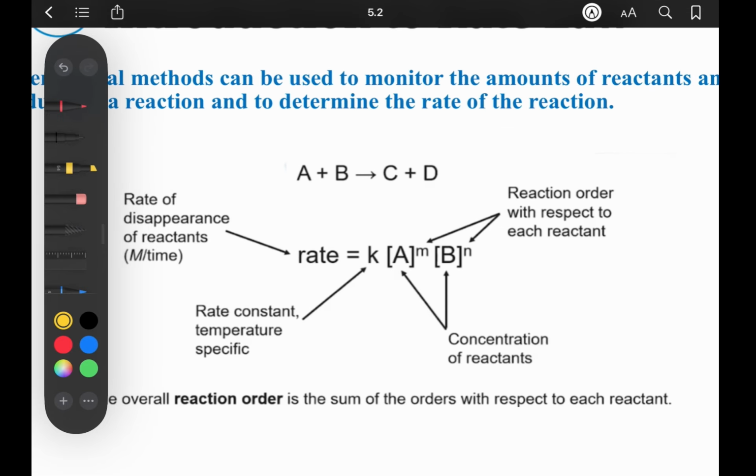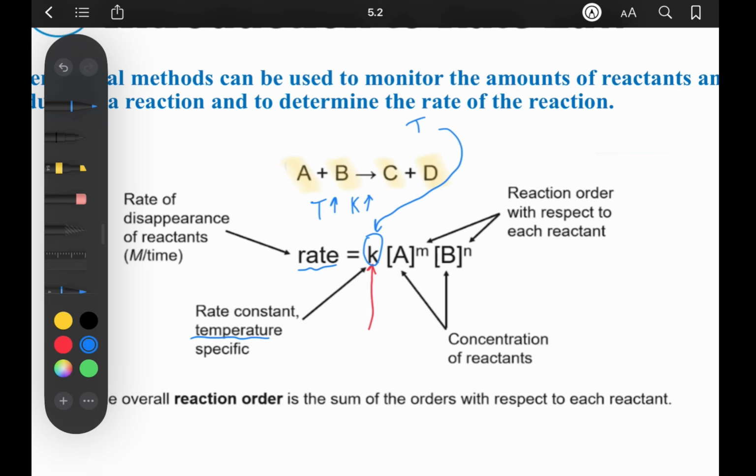As we can see, we have a reaction between reactants A and B to produce C and D. If you want to write the rate law expression, you have to put in three components. The first component is the K value, which is the rate constant or the proportionality constant. What you should know about the proportionality constant is that it's temperature dependent. In other words, if you increase the temperature, the value of K will increase. So we can say that the rate of reaction is affected by temperature in terms of the value of K.